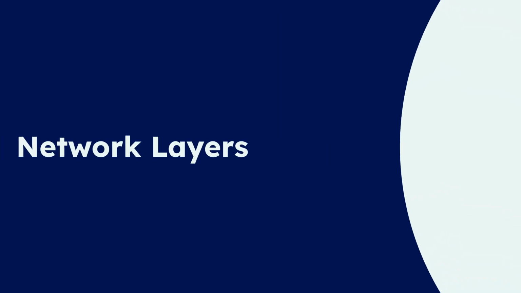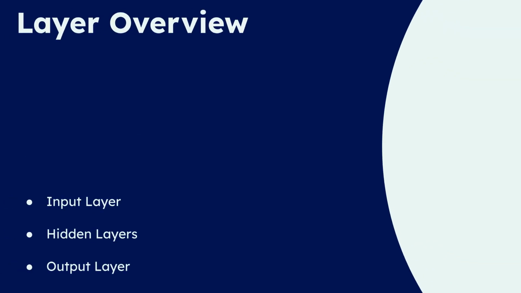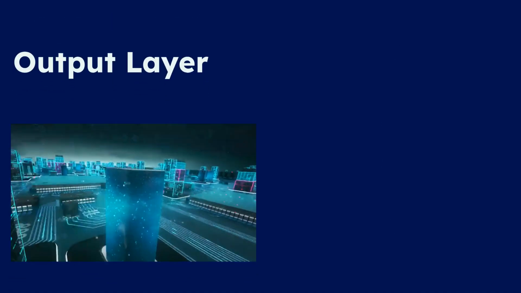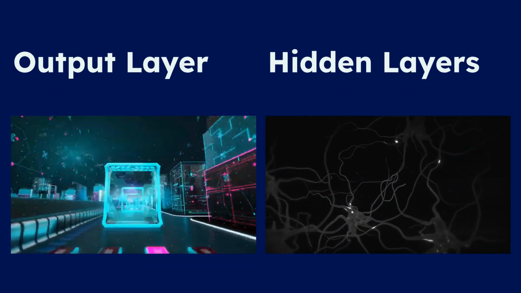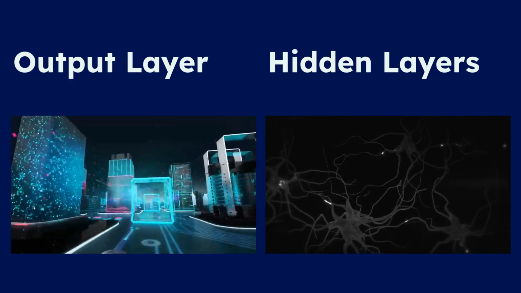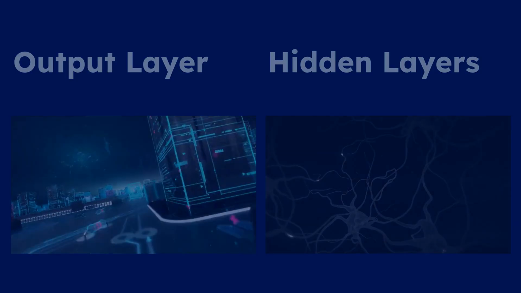Next, let's understand how these data representations move through the network layers. Neural networks are structured with an input layer, multiple hidden layers, and a final output layer. Hidden layers perform complex computations to extract features, while the output layer delivers the final prediction or output.